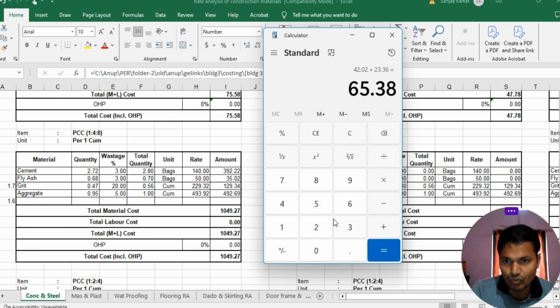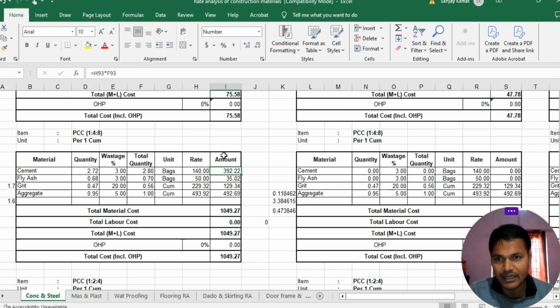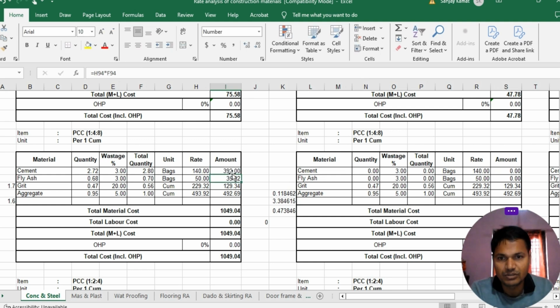Okay, so 140. Let's clear. 140 into 2.80. How much is it? 392. So 392 only. So let's edit. This is wrong. So 392 we have to write, 392 only, not more, not less. So this much amount.